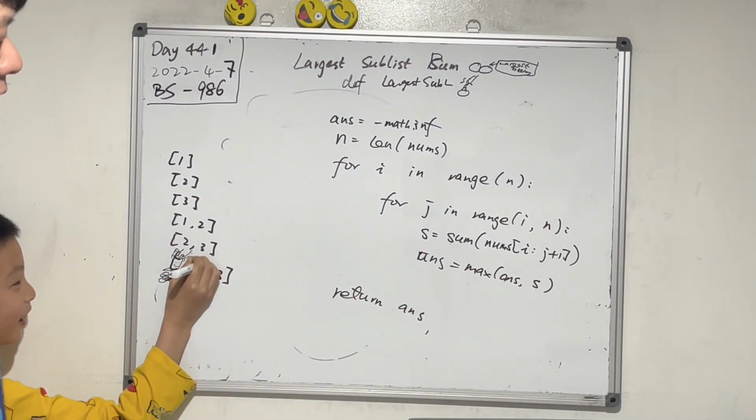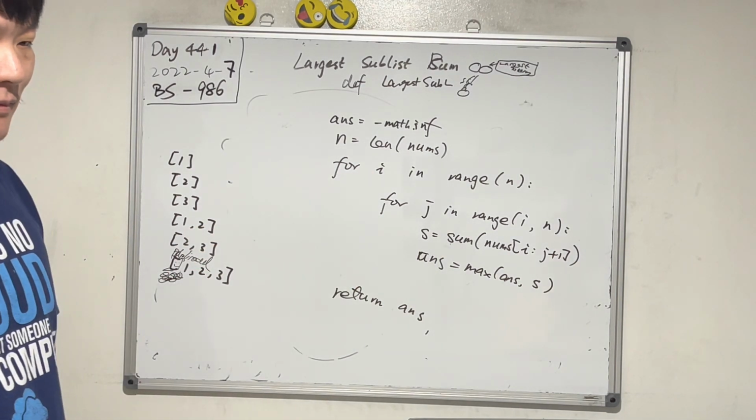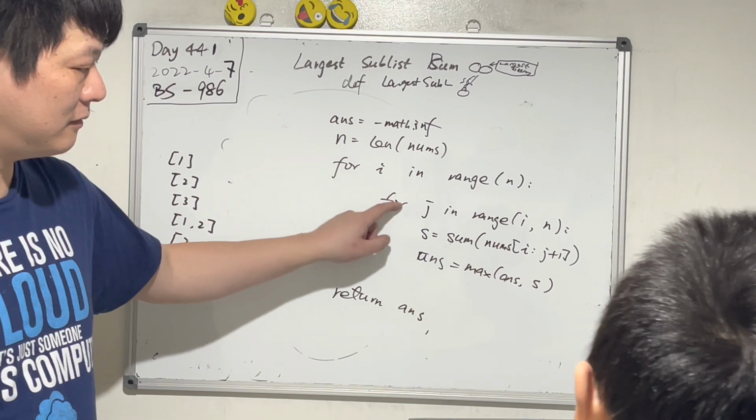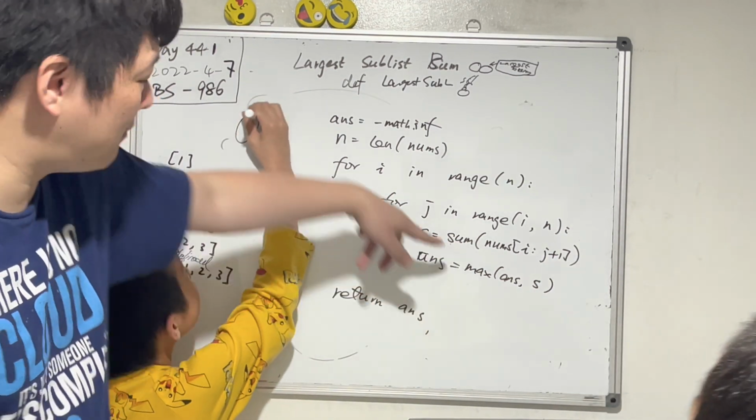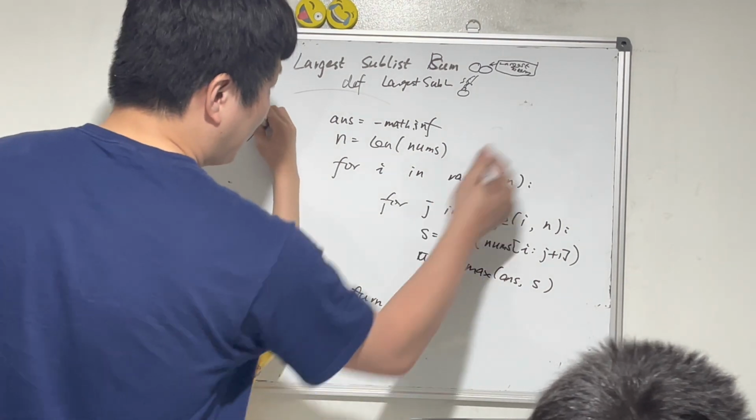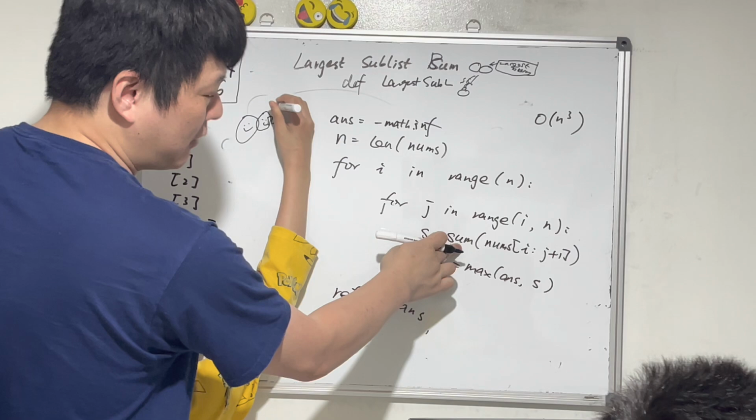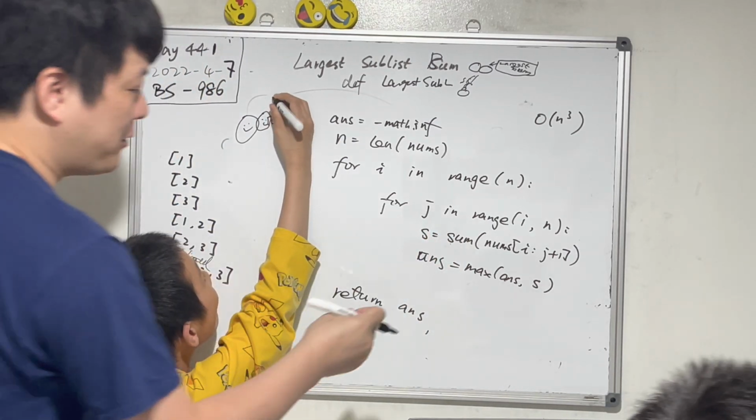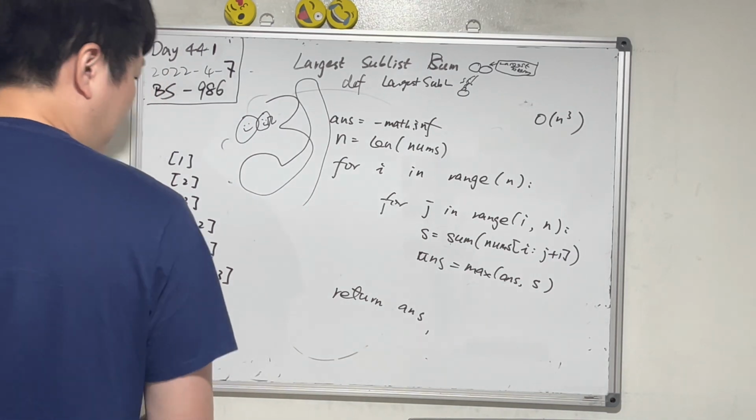O(n) cubic, because the sum is O(n) time, right? But we can easily optimize it. This is O(n) cubic, sorry. We can optimize it because for each subarray we don't need to calculate the sum again.